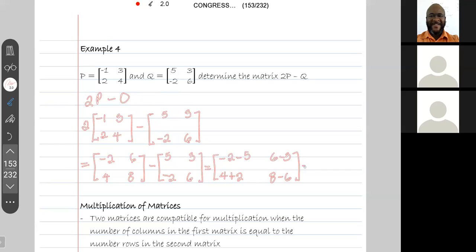The final answer here is: minus 2 minus 5 is minus 7. If the signs are the same, add and keep the sign. 6 minus 3 is 3. 4 plus 2 is 6. 8 minus 6 is 2. All right. So that is what you get when you multiply P by 2 and then take away matrix Q.